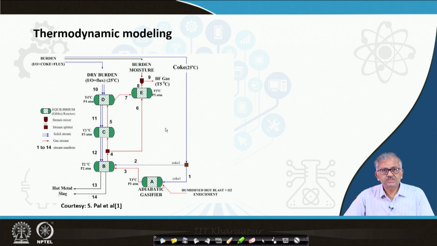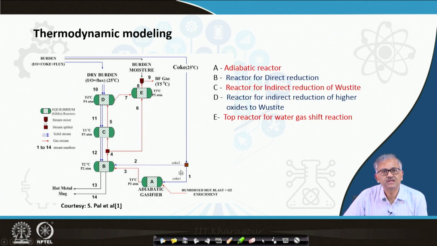Now first let us discuss this. You can see we have a reactor, reactor A. A is basically an adiabatic reactor, and the ratio you can model like this. The coke that is coming here meets a splitter. You are splitting the coke: a part of the coke you are giving into this adiabatic reactor, and a part of the coke will go directly to a reactor for direct reduction.